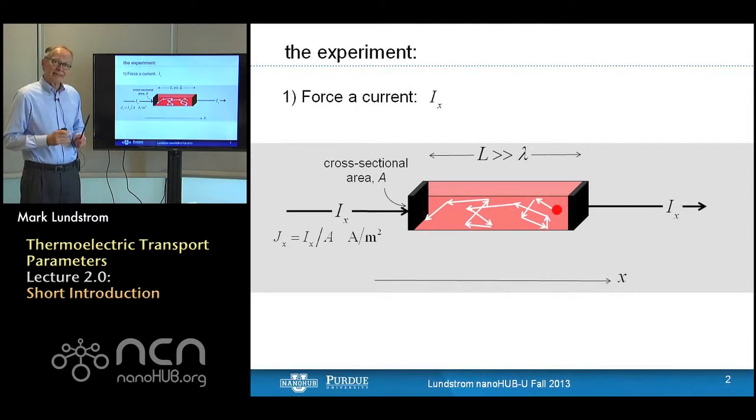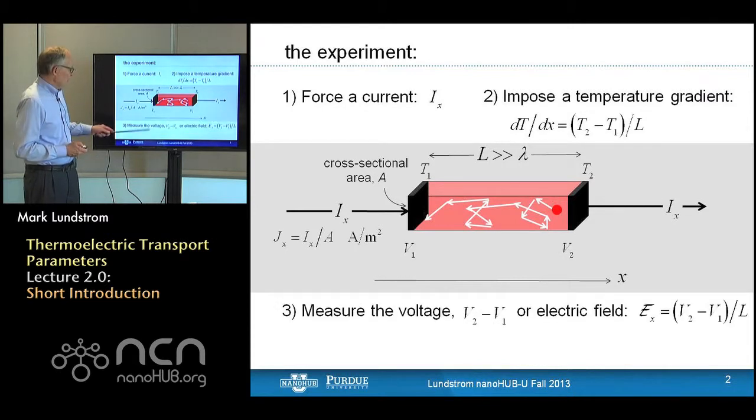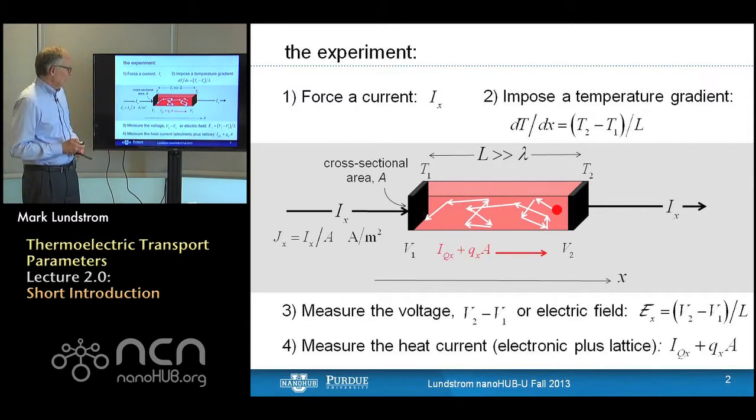The experiment then consists of doing this. We first force an electric current through this resistor. We impose a temperature difference or a temperature gradient across the resistor. We measure the voltage that results between the two ends of the resistor, or we divide by the length and convert that to an electric field. Now we also measure the heat current that flows.